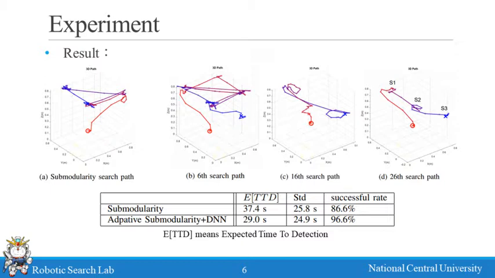The experimental results are summarized in the table. The expected time to detection of the proposed algorithm is 22% faster than that of the benchmark algorithm. The success rate of the proposed algorithm is 10% more than that of the benchmark algorithm. These experiments demonstrate that the proposed algorithm outperforms the benchmark algorithm.